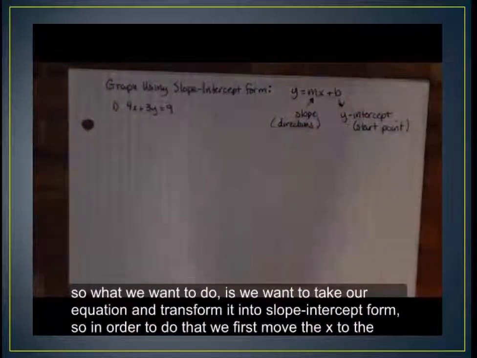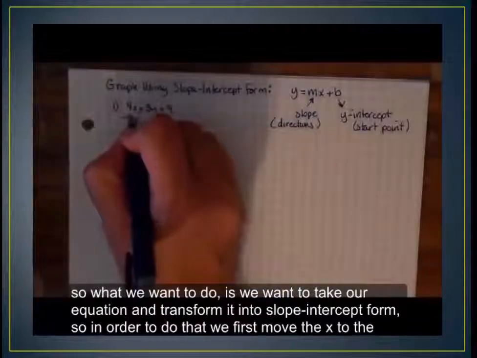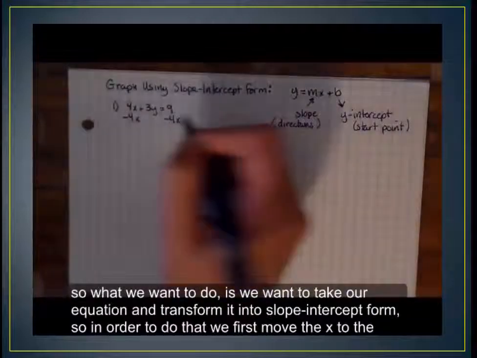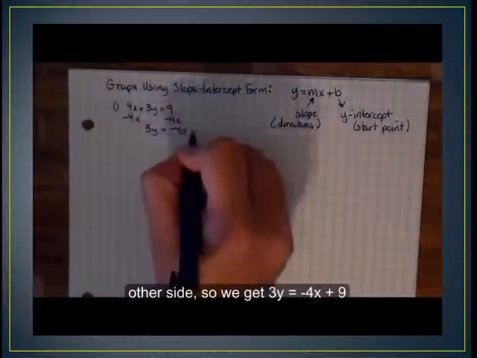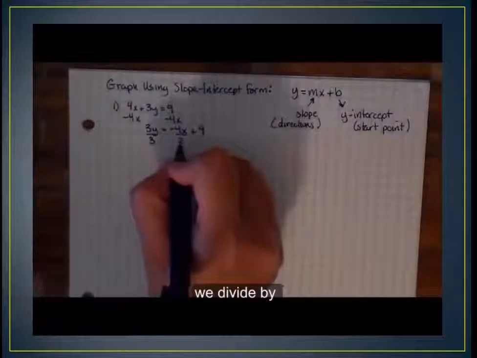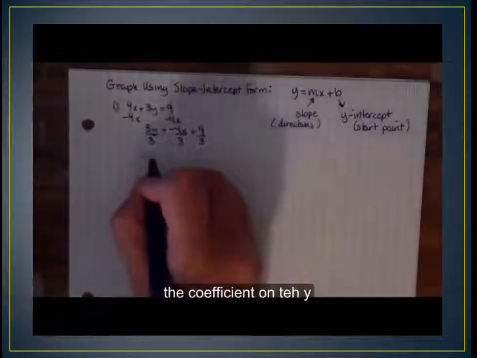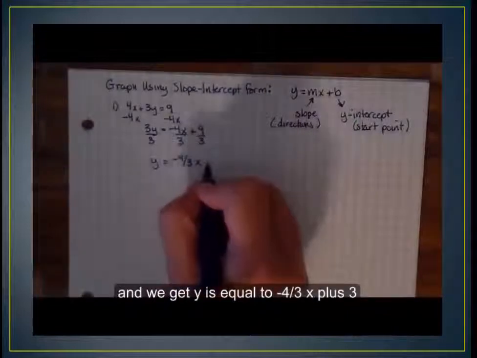So what we want to do is take our equation and transform it into slope-intercept form. In order to do that, we first move the x to the other side. So we get 3y is equal to negative 4x plus 9. We divide by the coefficient on the y, and we get y is equal to negative 4/3 x plus 3.